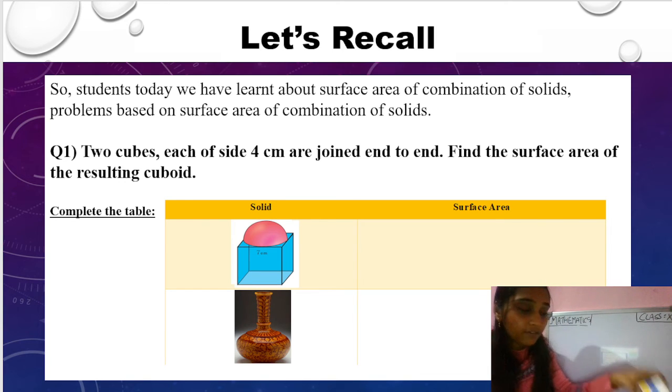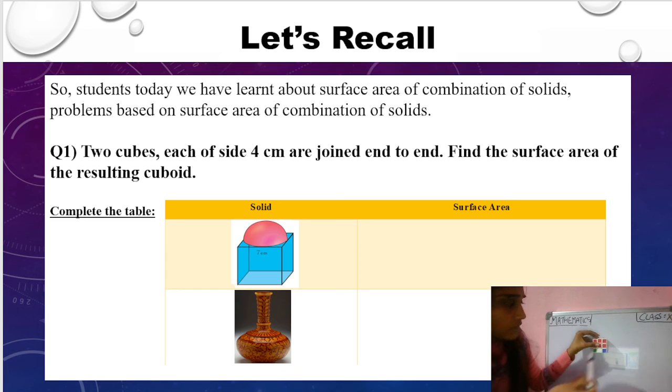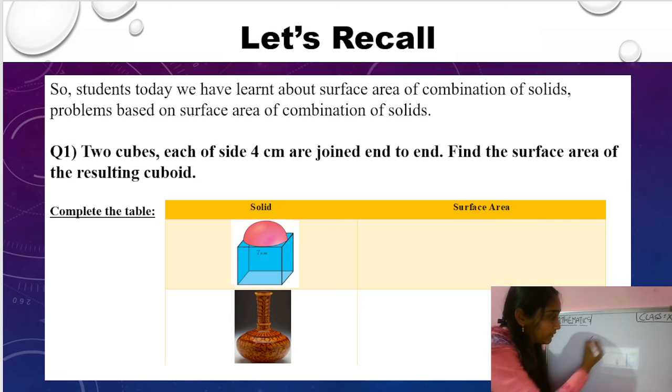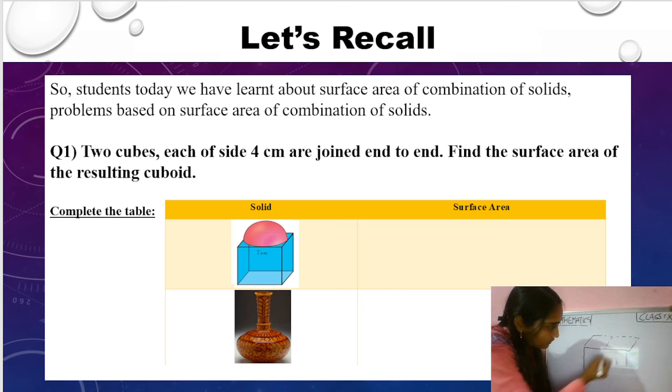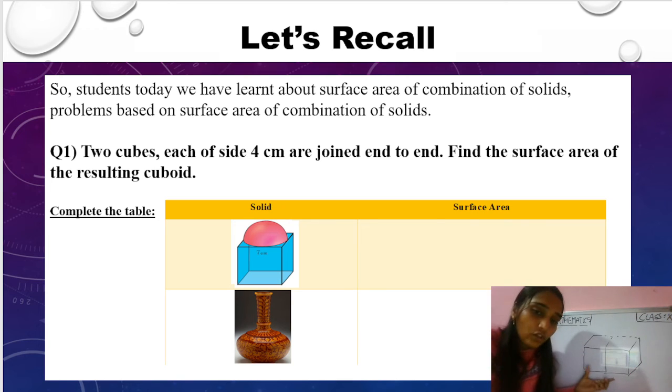So you can say that I have one cube here. Similarly, I can take another cube also. So do you think that we will be forming a cuboid? Yes, we will be getting a cuboid after joining these two cubes. Very good students. Now, what will be the length of this cuboid? Yes, it will be 4 plus 4, which is 8 centimeter.